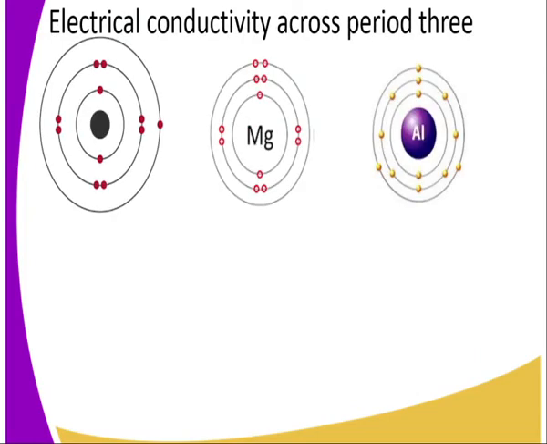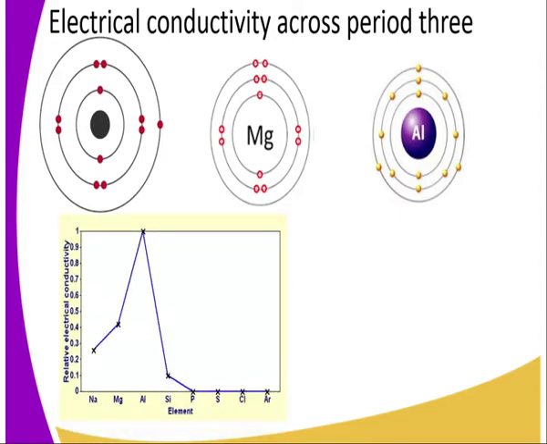Let's look at electrical conductivity across the period. The first 3 elements are metals, having sodium, magnesium, and aluminium. Electrical conductivity increases up to aluminium, which is the best electrical conductor since it has more delocalized electrons than any of the 3. But from silicon and phosphorus, as you can see from this graph, they are semiconductors.